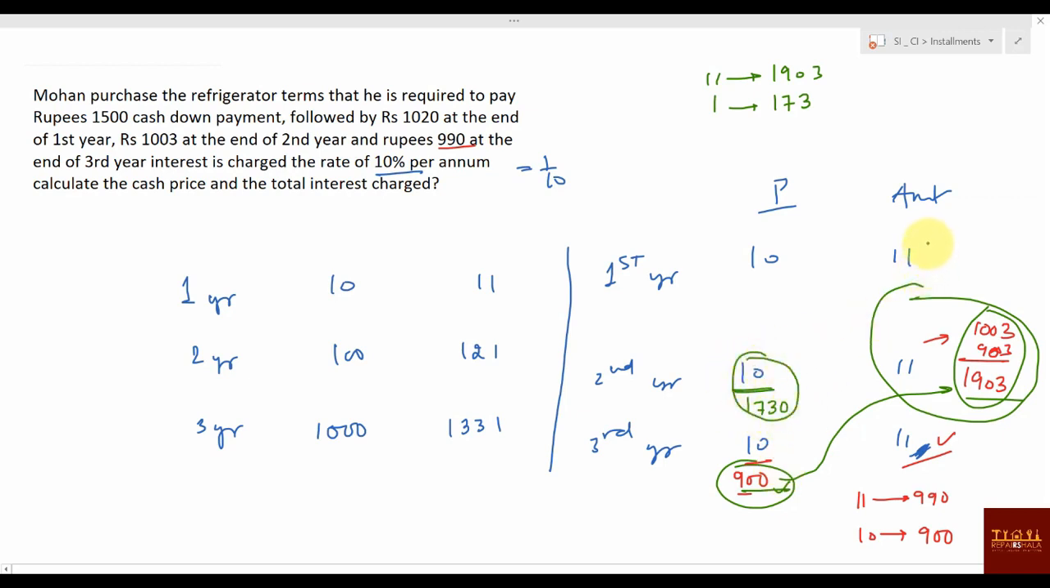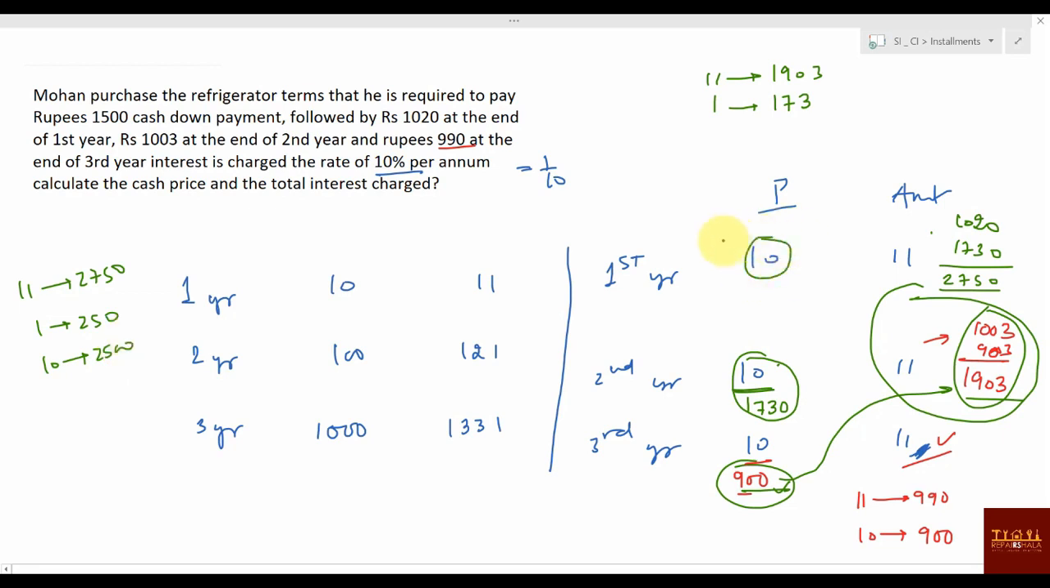At the end of first year, you would have paid some EMI and some standing principal is there. So what you will do here is EMI plus this one. Here EMI is given as 1020. So it is like 1020 plus this standing one, 1730, so it will become 2750. Again, if 11 is given as 2750, then 1 is 250. So 10 value is 2500.